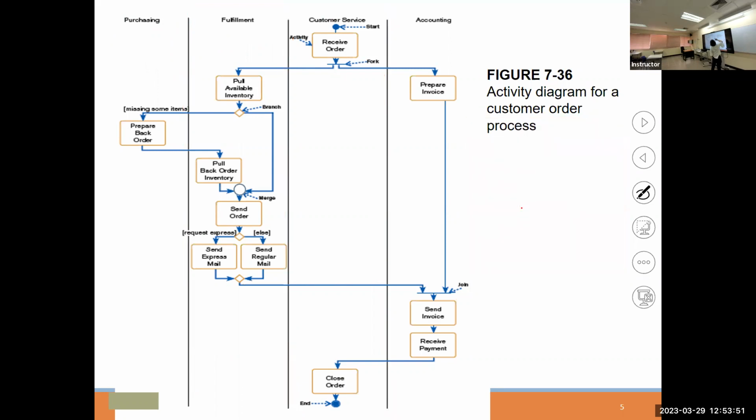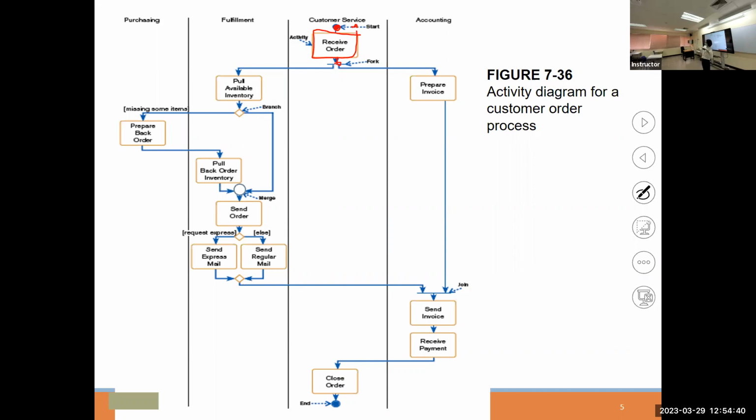Let me remove everything first. It starts from the customer service unit. Receive an order. Okay. So you see this is a starting point, this dark circle. Once it starts, to this activity, receive order, then you see here, this is the notation for forking. Forking means we are doing multiple parallel activities at the same time.